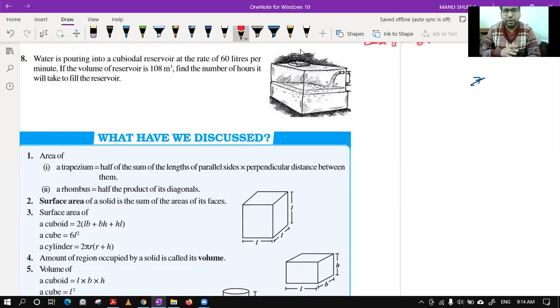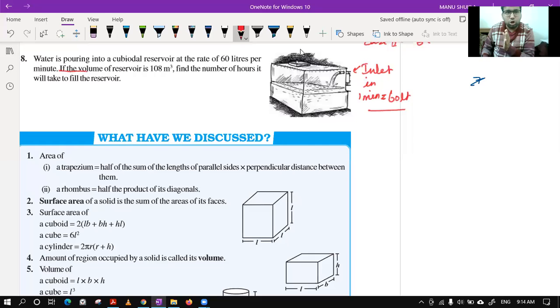Water is pouring in a cuboidal reservoir. Okay, so you have suppose a water tank like this, and this is the inlet pipe from which the water is going inside. They are saying the water is going inside at the rate of 60 liters per minute. So that means in 1 minute the pipe is giving how much water? 60 liters water in the tank.